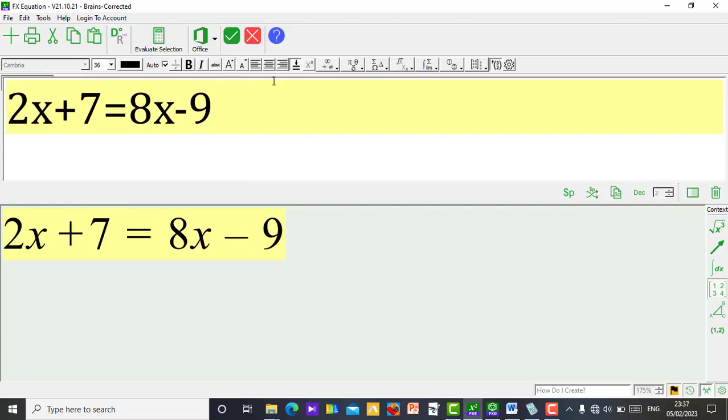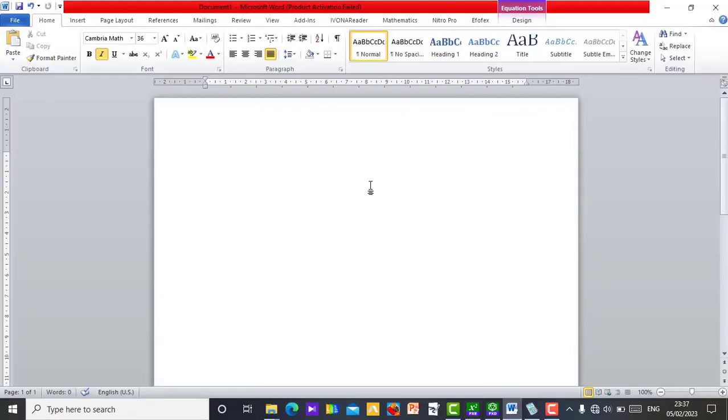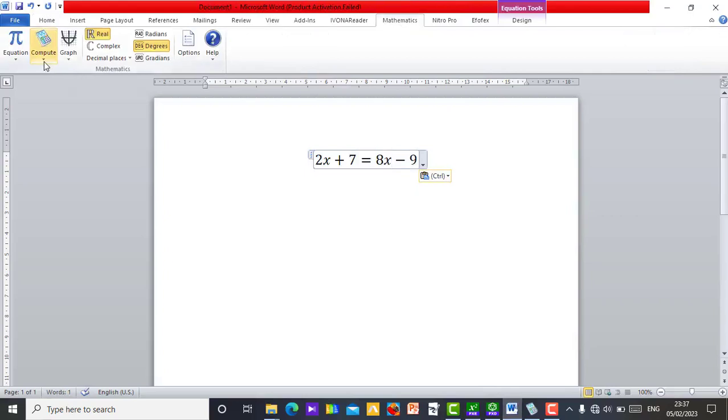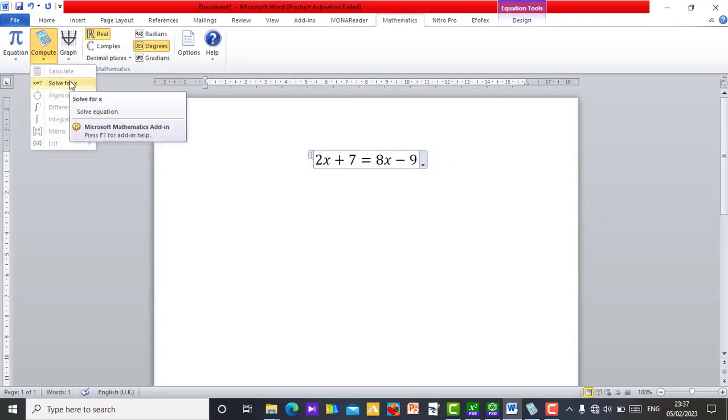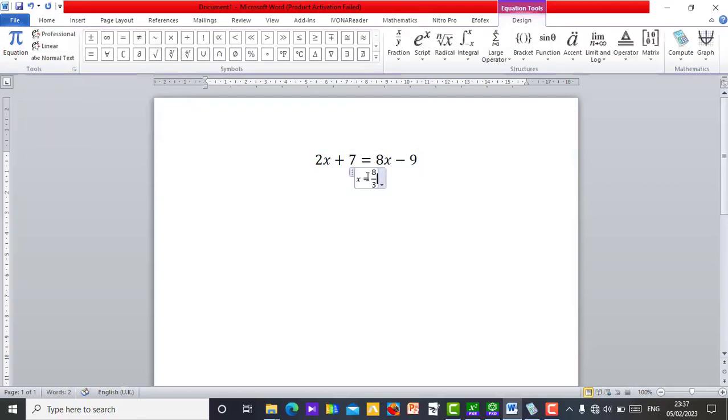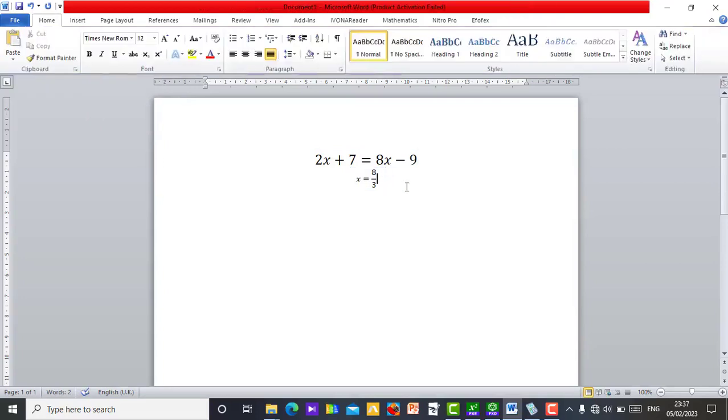As you input it here, just tap on this, go to your MS Word, Ctrl V, paste it, then go to Mathematics. You will see Compute. Under Compute, you can see Calculate, and then Solve for x. As you tap on Solve for x, your result is out. So this is your value for this equation you have just solved.